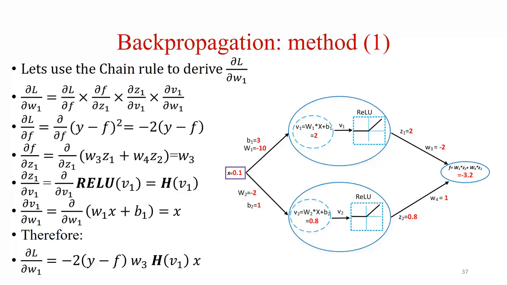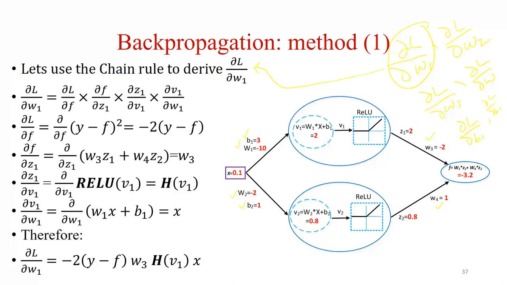Mainly, what I desire in this backpropagation is to compute delta L over delta any of those parameters: W1, B1, W2, B2, W3, and W4. Delta L with respect to W1, delta L with respect to W2, delta L with respect to W3, delta L with respect to W4, delta L with respect to bias 1, and delta L with respect to B1.